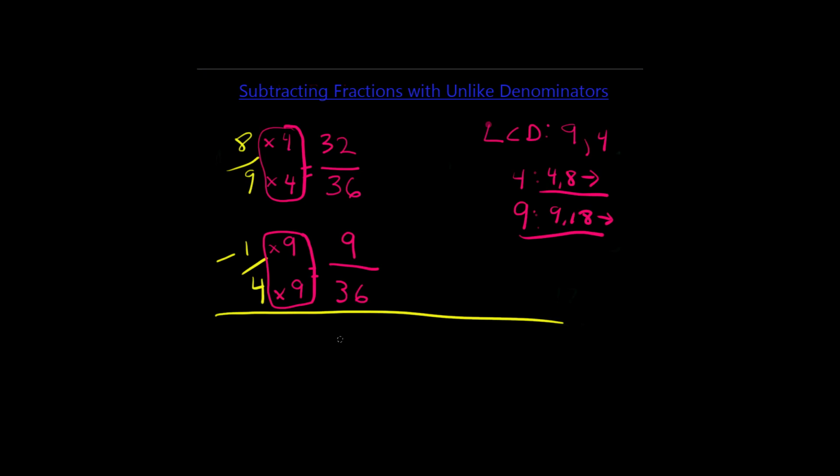Okay, so our denominator now will stay the same, 36, and now we just have to do 32 minus 9, and if we did that, we would end up with the subtraction answer of 23. Okay, 23 is prime, so there's nothing besides 1 that you could divide both by, so this is going to be our final answer, which is kind of nice. There's no simplifying needed. So 8/9 minus 1/4 equals 23/36. Let's take a look at another example.